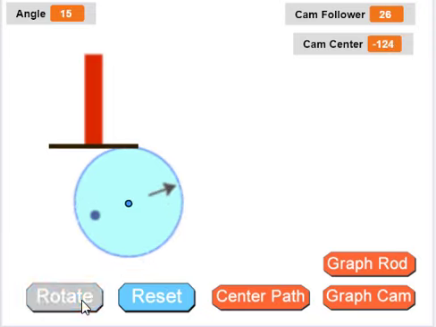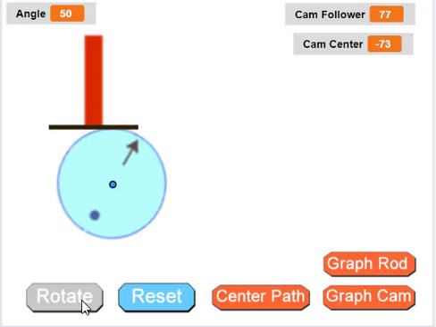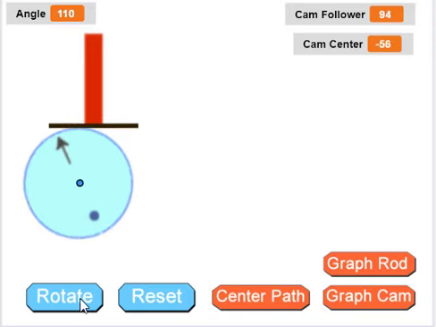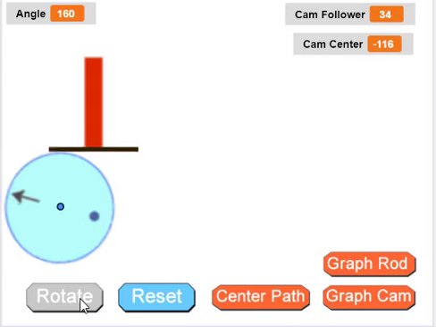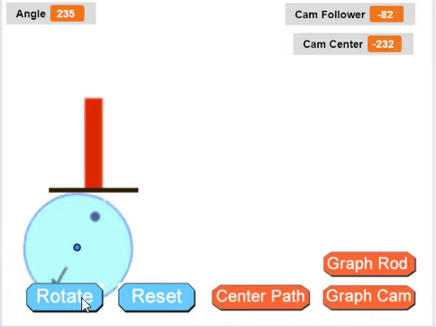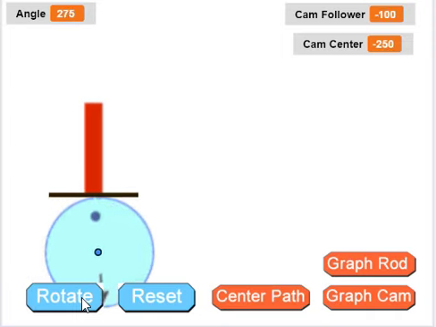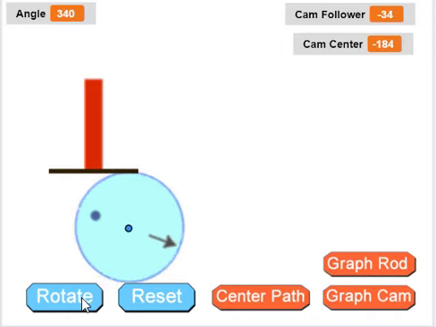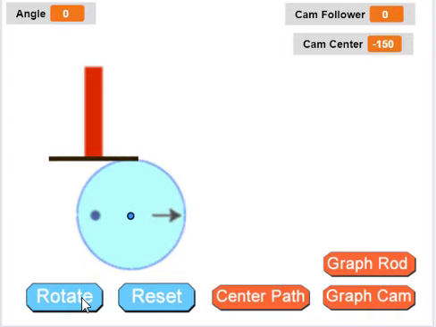As we rotate the cam, the follower has a maximum height of 100. And as we go on around to make a complete rotation, it has a minimum height of minus 100. Once we come back to a full rotation and are at 0 degrees again, the cam follower is at the midpoint between the maximum height and the minimum height.